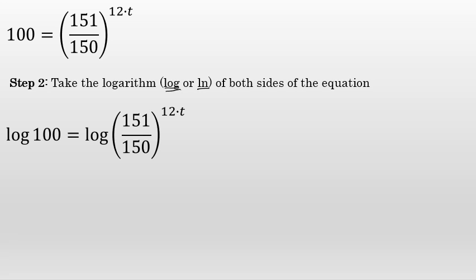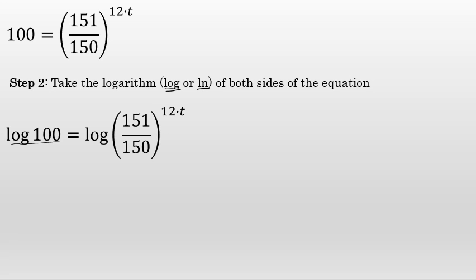I'm going to choose to take the log of both sides of the equation because the log of 100 is exactly 2. Whereas if I took the natural log of both sides of the equation, the natural log of 100 would be an irrational number. However, if you're using a calculator to solve this problem, the calculator can express the answer in a very accurate way, whether you take the log or the natural log of both sides of the equation. It's not very important which you choose.